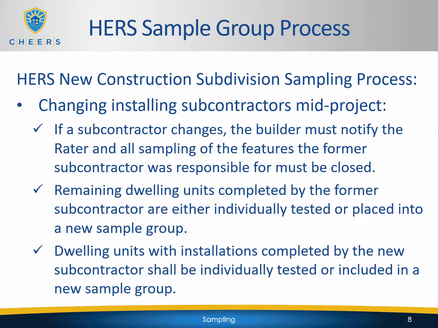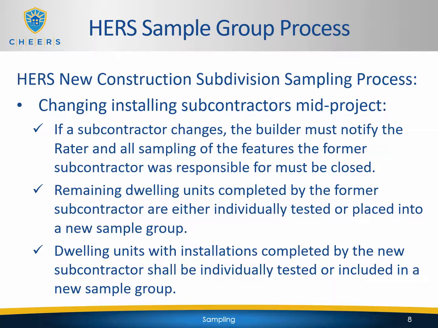Now, one of the requirements for using sampling is that you have to have the same installing subcontractor for that particular measure. Occasionally subcontractors are going to change. If that does happen, the builder must notify you as the HERS rater, and all sampling of the features the former subcontractor was responsible for must be closed. So you have to essentially stop creating sample groups. Only those that utilized that subcontractor can be included in groups.